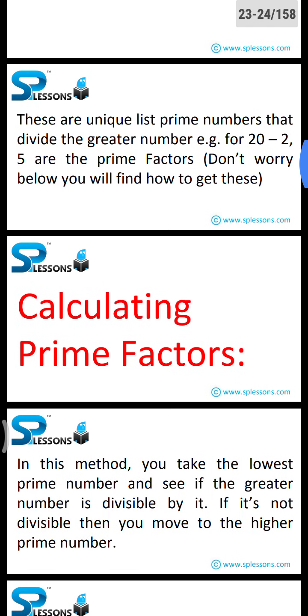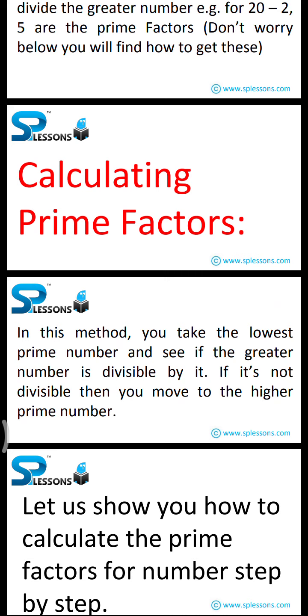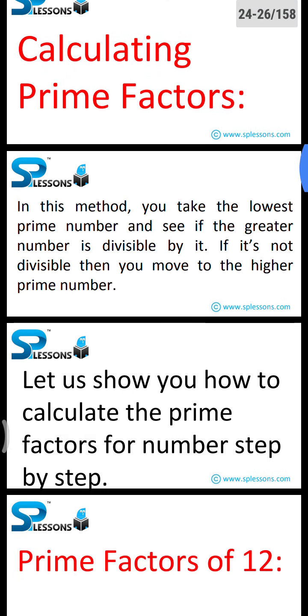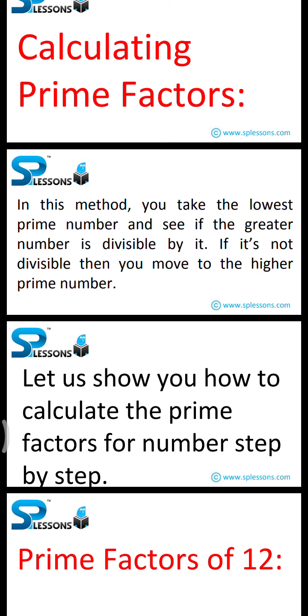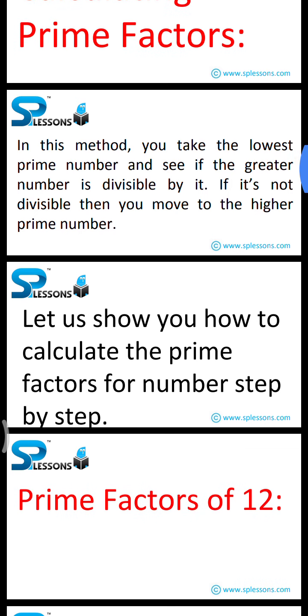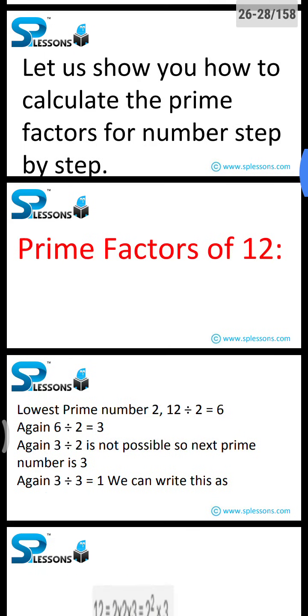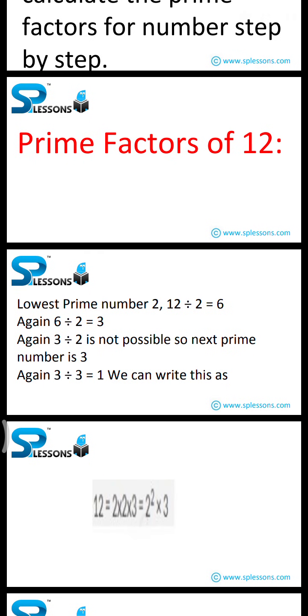Calculating prime factors. In this method, you take the lowest prime number and see if the greater number is divisible by it. If it is not divisible, then you move to the higher prime number. Let us show you how to calculate the prime factors for numbers step by step. Prime factors of 12. Lowest prime number 2, 12 divided by 2 equals 6. Again 6 divided by 2 we get 3. Again 3 divided by 2 is not possible, so the next prime number is 3. Again 3 by 3 we get 1.